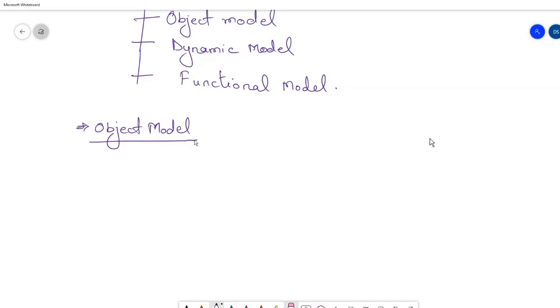So in the object model, the classes are determined, how those classes are associated, how the attributes would be defined, and what the operations and responsibilities would be, all clearly defined in the object model.